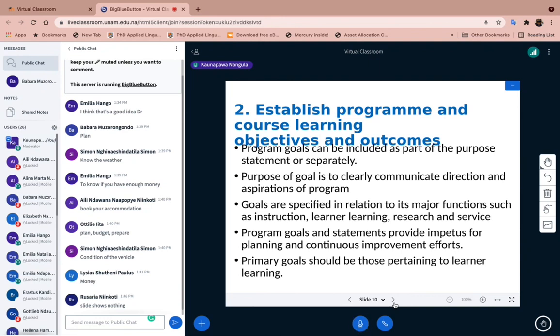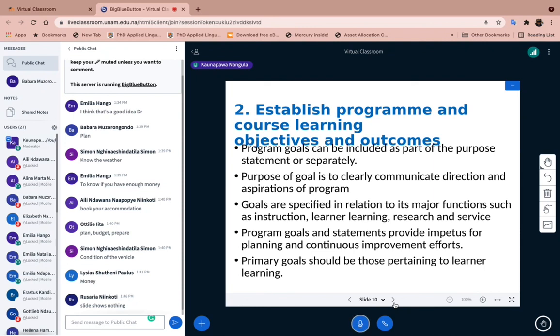The purpose of goals is to clearly communicate direction and aspiration of the program. Goals are specified in relation to its major functions such as instruction, learner learning, research, and service. They are always connected. We cannot have them separate in any way. And program goals and statements provide impetus for planning and continuous improvement efforts.